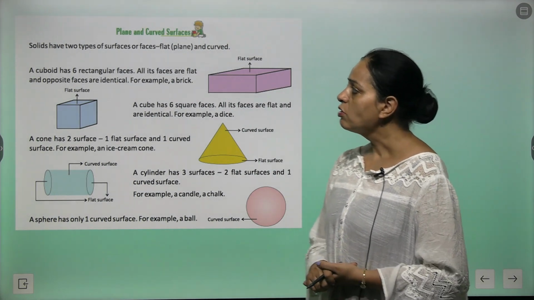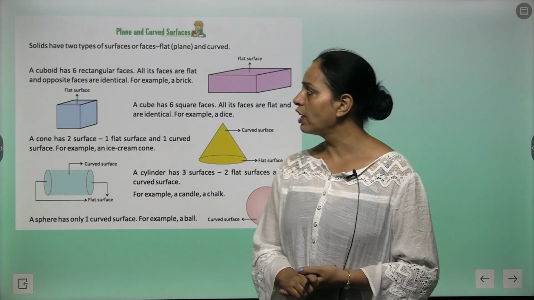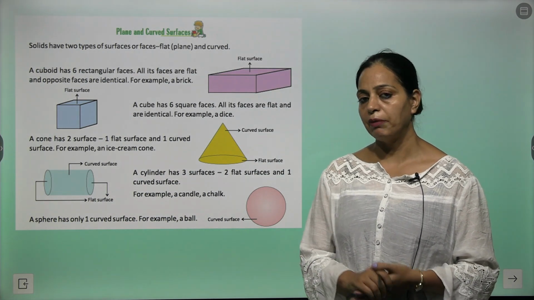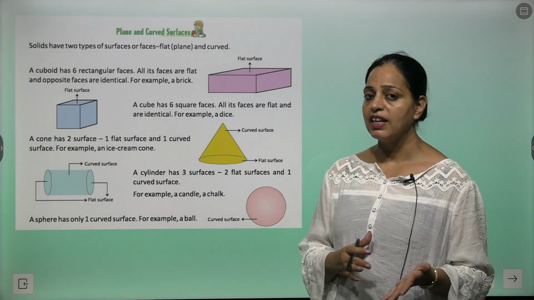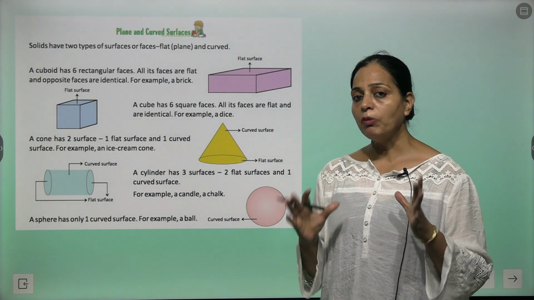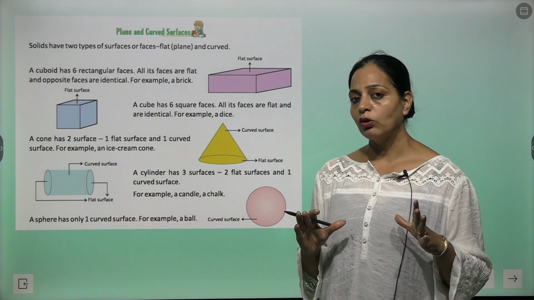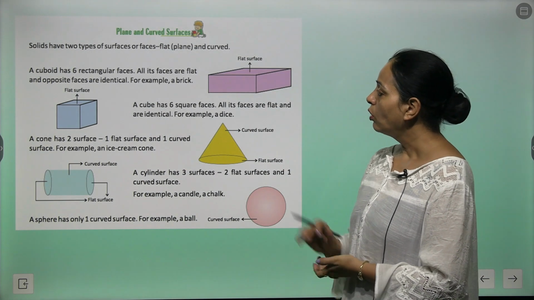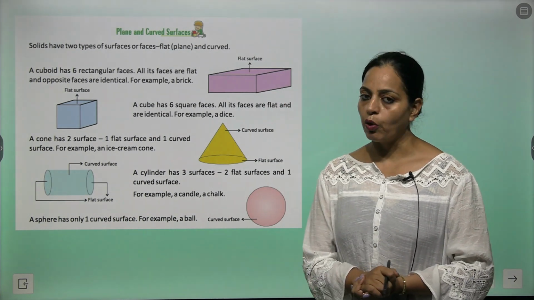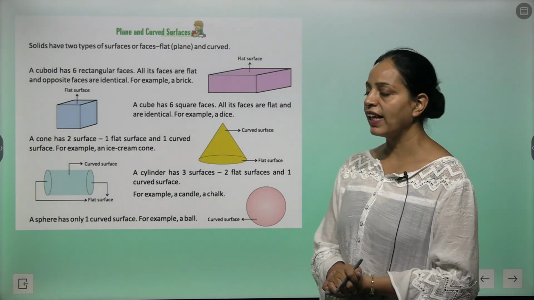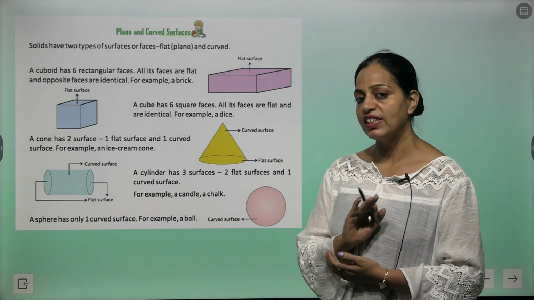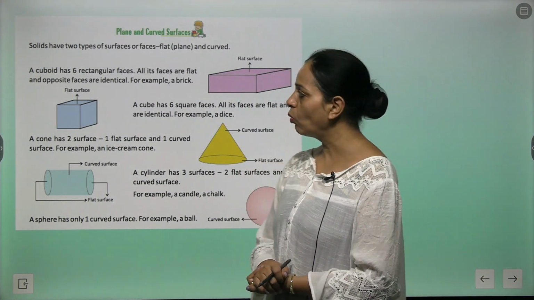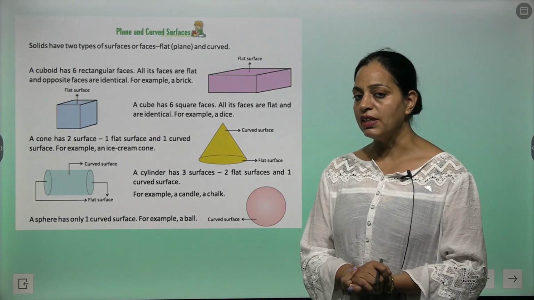So let's see. Solids have two types of surfaces or faces: flat, plane and curved. अभी हम बात करते हैं flat face, curved face. So कोई भी एक solid object है, उसका या तो face flat होगा या curved होगा, right? So we are talking about first cuboid. A cuboid has 6 rectangular faces. These faces are plane. All its faces are flat and opposite faces are identical, means same.